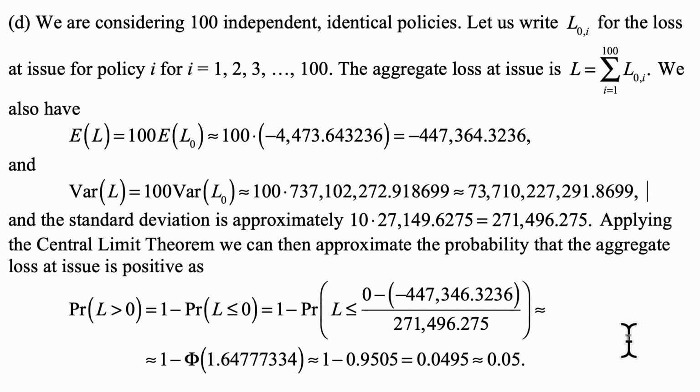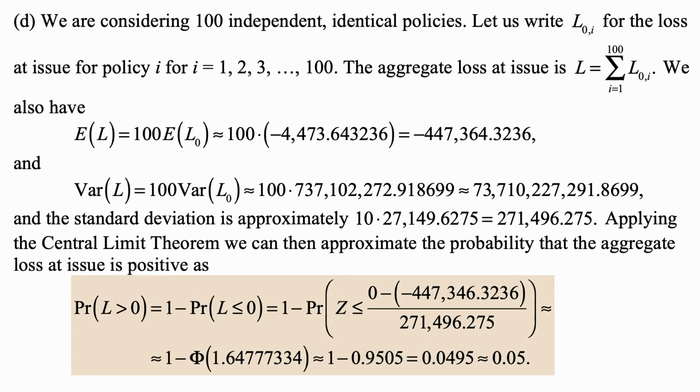Applying the central limit theorem, we can then approximate the probability that the aggregate loss at issue is positive, because this aggregate loss is approximately normal by the central limit theorem. It's a result of adding 100 independent, identically distributed random variables. So the probability that the loss is positive is 1 minus the probability that the loss is less than or equal to 0, which is 1 minus the probability that... and I apologize, I had an L here, but I meant to write Z, because if you subtract the mean and divide by the standard deviation, L, which is approximately normal, becomes approximately Z. So we're subtracting the mean divided by the standard deviation.